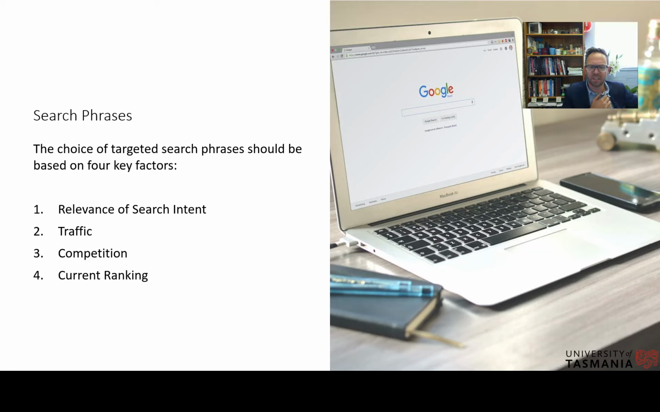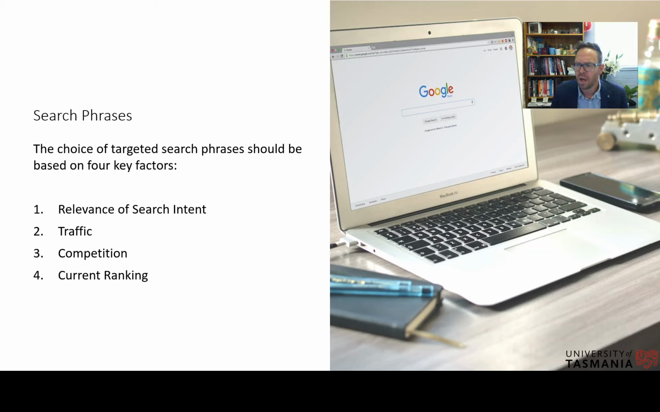The third one is competition. If you type in digital marketing, that obviously has a lot of competition because there are a lot of digital marketers selling their services who know how to do search engine optimization. Sometimes the competition is surprisingly scarce. It might not be that there's not much competition in the market, but just that the people in the market aren't using search engine optimization.